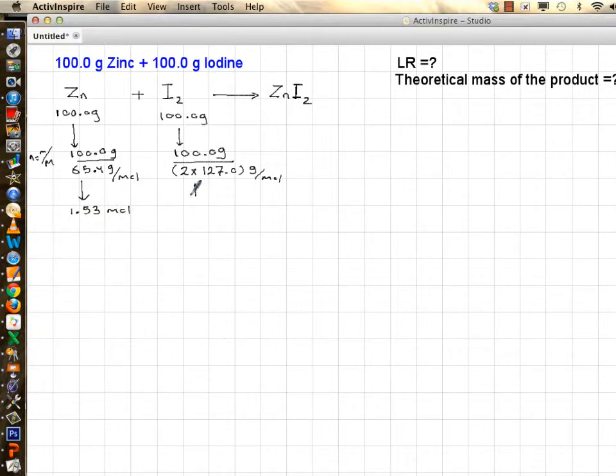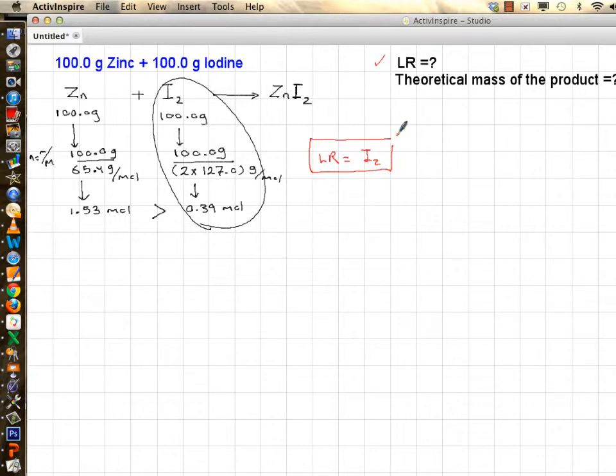The second ratio for iodine produces 0.39 moles of iodine. Now you divide by their coefficients and you make a comparison. The smallest of the two is limiting reactant. Coefficients happens to be 1 and 1. So these two numbers divided by 1 is exactly the same. 1.53 is much bigger than 0.39. So this indicates iodine is your limiting reactant. So limiting reactant is iodine.